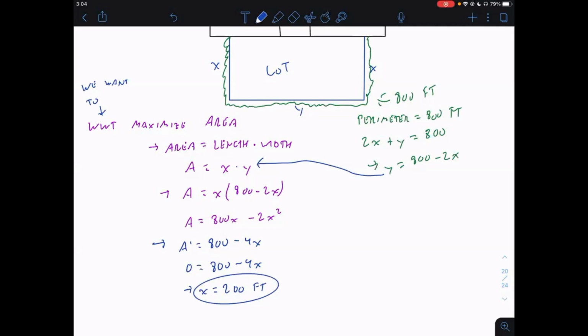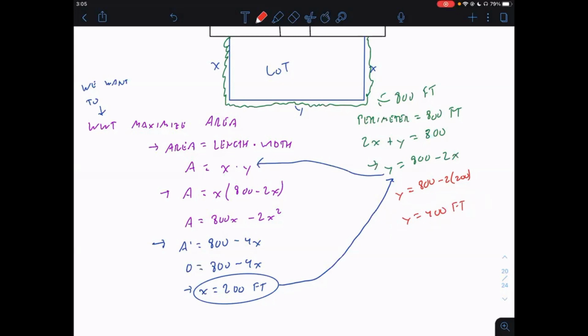So that's one dimension. But we're not finished just yet because we also have to figure out how long the bottom side needs to be. And how do we figure that out? Well, just take what we just found and plug it into our substitution equation that's already solved for y. So y equals 800 minus 2 times what we just solved for x, which was 200, to give us y should be 400 feet.